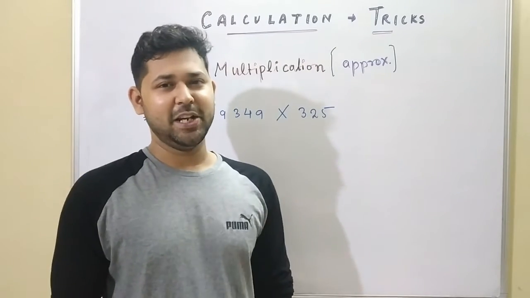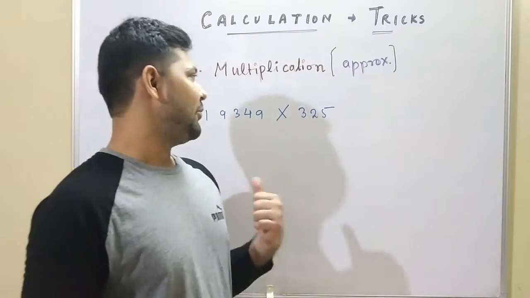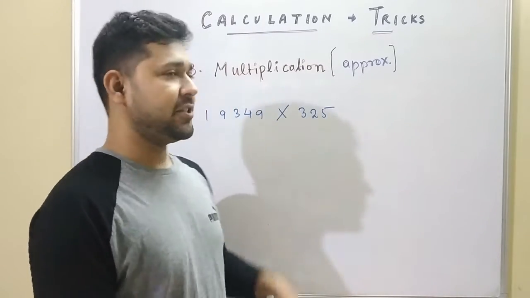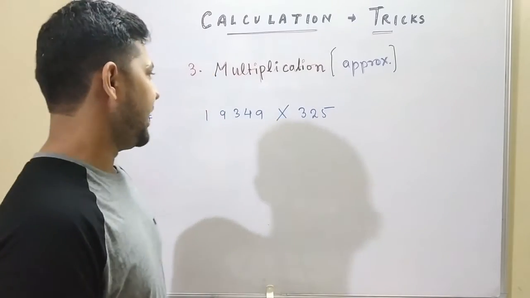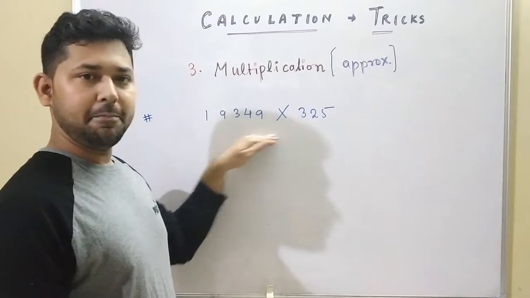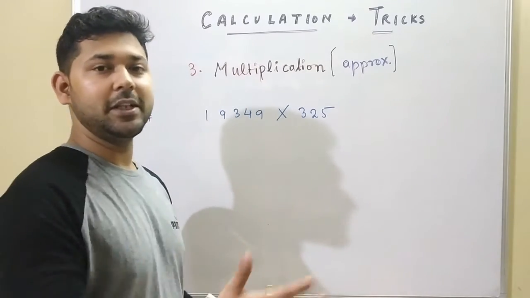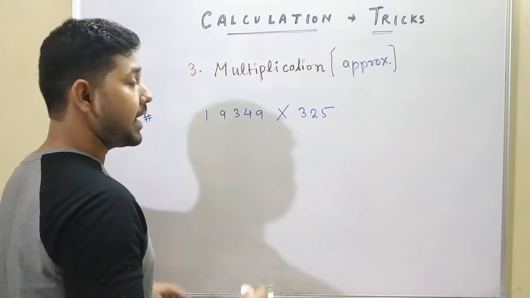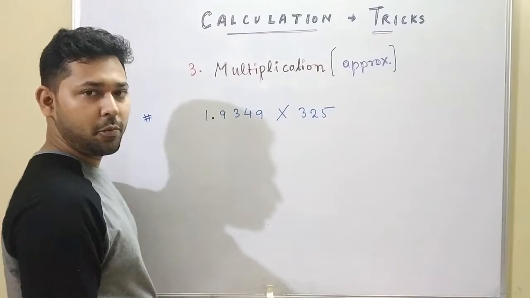Third, the multiplication. You can't leave multiplication behind. So we're going to do the multiplication, but again approximately. Okay, so let's begin. We have to multiply these two numbers. We are not going to go through the standard multiplication. We are going for the trick. So we're going to just put the decimal over here.